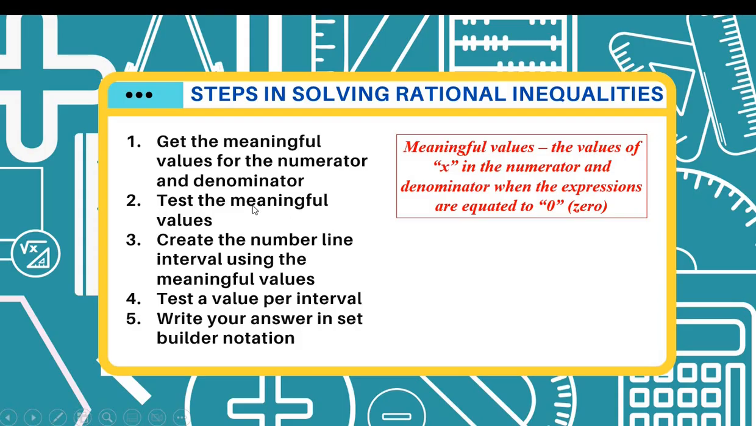Next, test the meaningful values. Third, create the number line intervals using the meaningful values. Fourth, test a value per interval. And lastly, write your answer in set builder notation. These are the steps to follow in solving rational inequalities. It will be a very long process. It will require a lot of solutions, and we will be following all of these 5 steps.